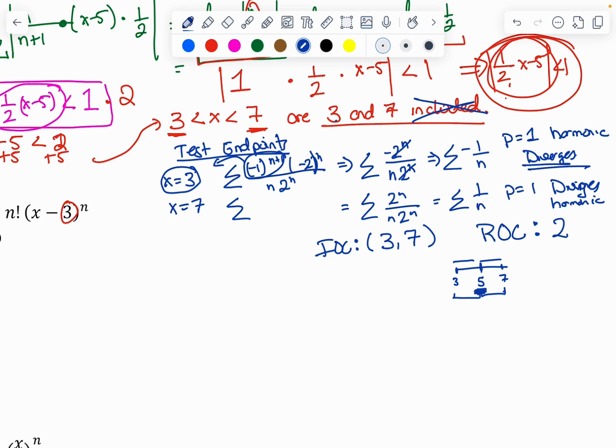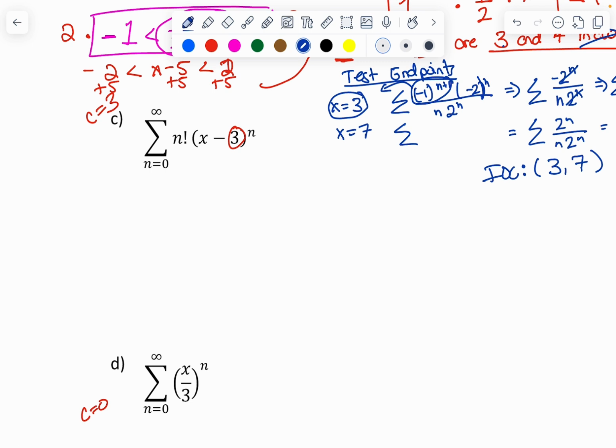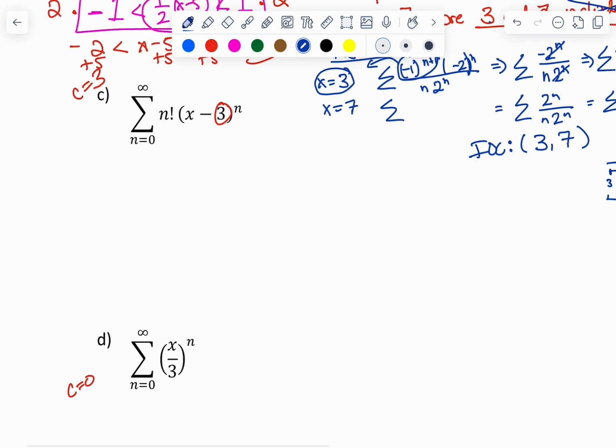Okay. I'm going to skip C in the video notes. Let's not skip C in the video notes. Okay, let's do C. So again, I know this is a power series. I know it's centered at 3. So I know that if it diverges everywhere else, it definitely converges at x equals 3. So let's see if it does converge anywhere else.